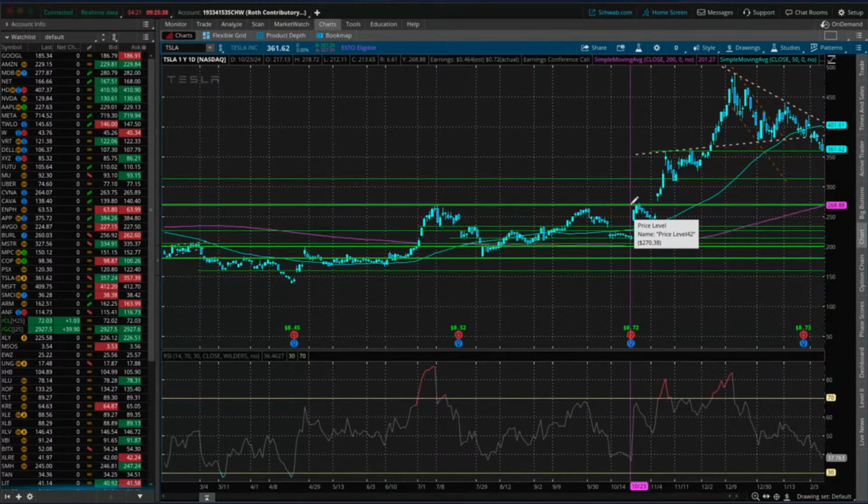I just wouldn't think 360 would hold. Breaking out of that pattern just implies a bigger fall than that. So I'd be looking for lower regardless.